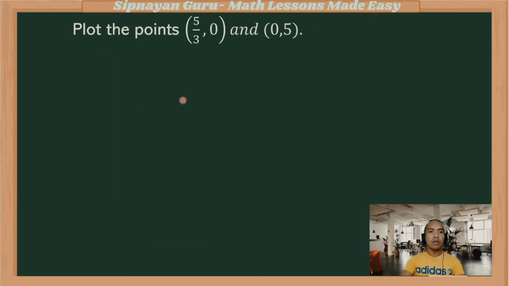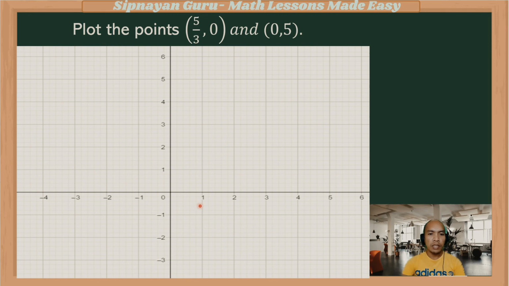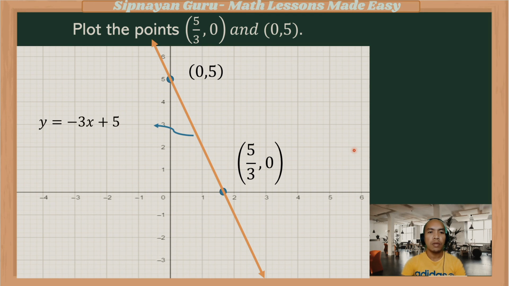So, graph those two coordinates in the Cartesian plane. The x-intercept is 5 over 3, and in decimal, this is 1.67. So, if this is 1, this is 2. So, 1.5 is here. So, 1.67 is approximately here. This would be our first point, the x-intercept. So, our y-intercept is (0, 5). So, x is 0, y is 5. So, it would be here. Okay, so connect them. So this is the graph of the equation y is equal to negative 3x plus 5.